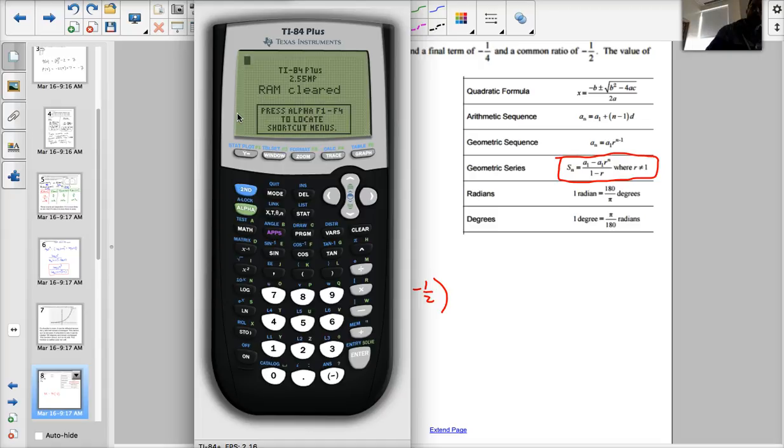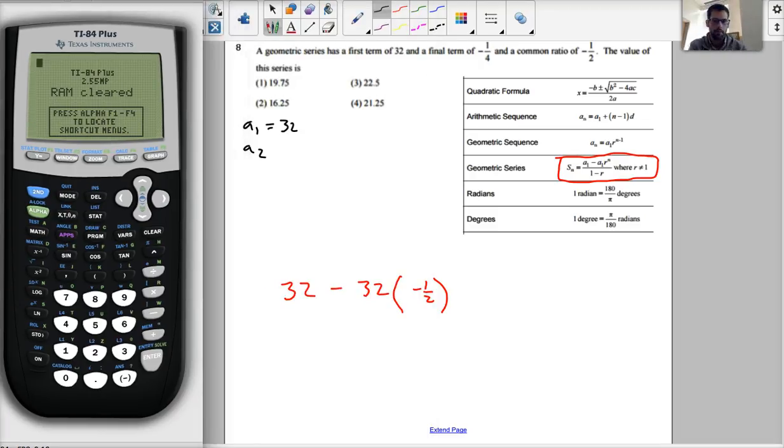Okay, here we go. So first of all, my first term is 32, and I'm going to multiply by my common ratio. Actually, to make my life easier, I'm just going to take my common ratio, which is negative 1/2, and I'm going to store it into a variable. So I'm going to do negative 1 over 2, do it as a fraction like this, so all my answers will be fractions. So I'm taking negative 1/2 and I'm going to store it in the variable x.